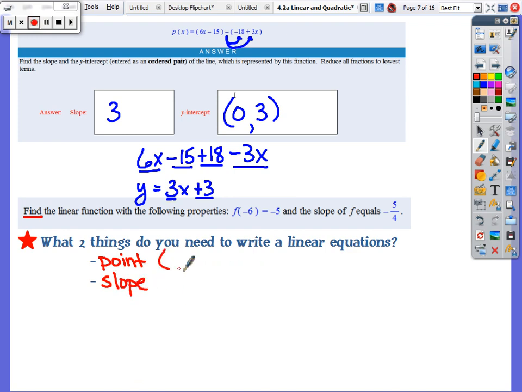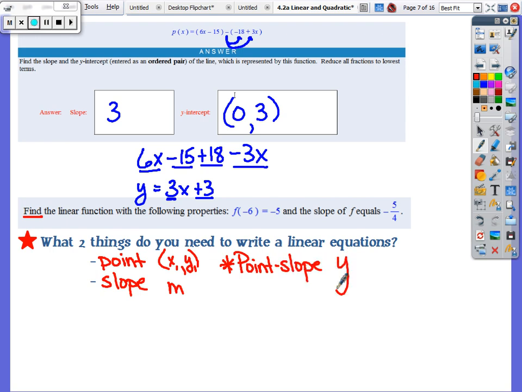Now, why would I need a point and a slope? A point is an ordered pair with an x and a y. We'll call it x sub 1, y sub 1. The slope we'll call m, obviously because slope starts with the letter m. So we have a point and a slope that we need. We're going to use the point-slope formula. Now, this is the one that usually we tend to forget. So we'll bring it back up.